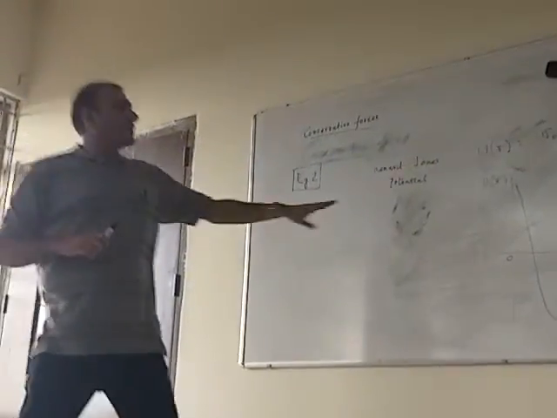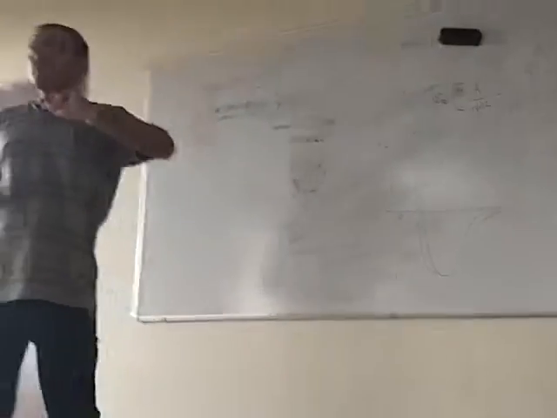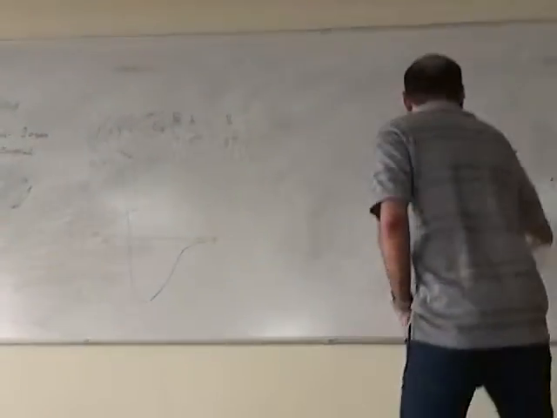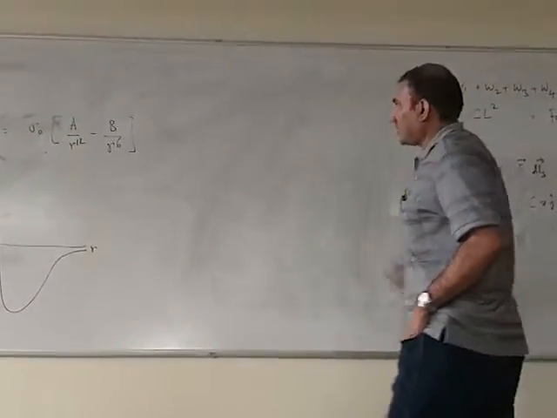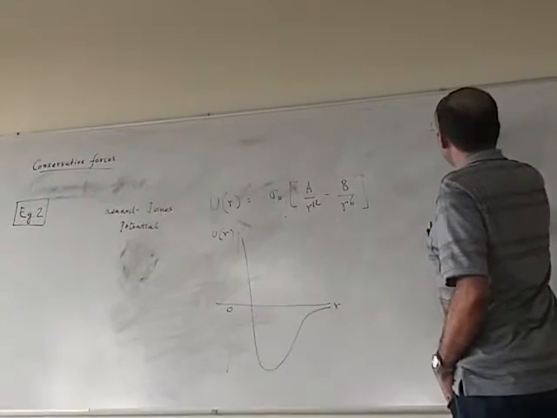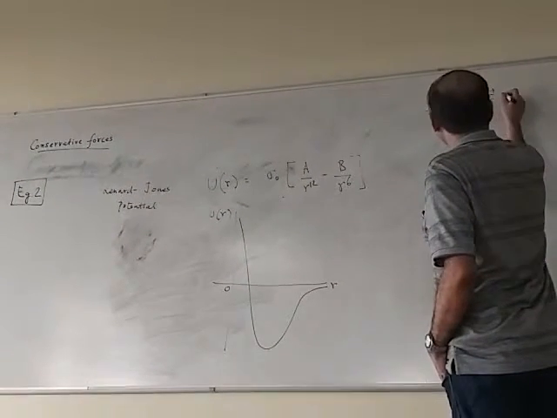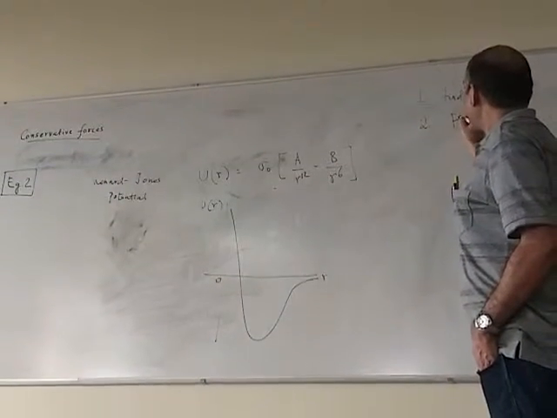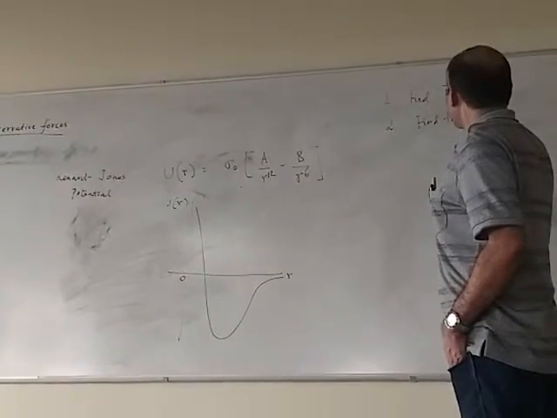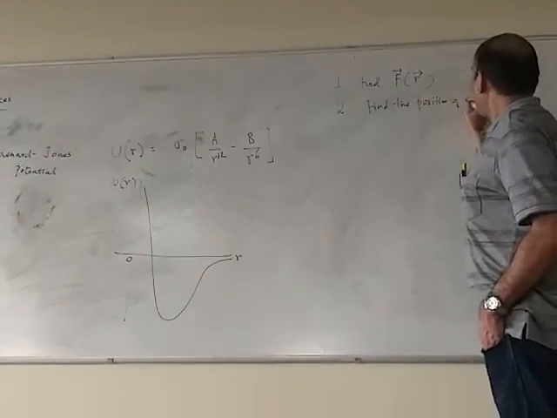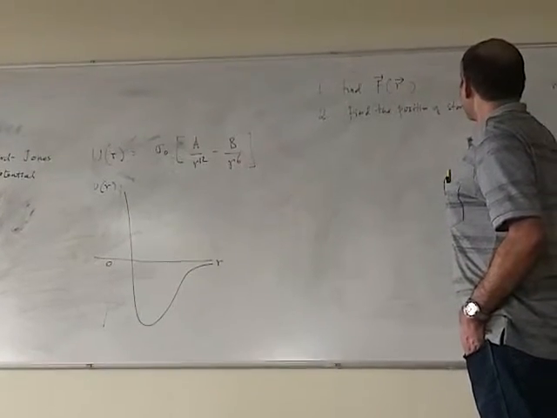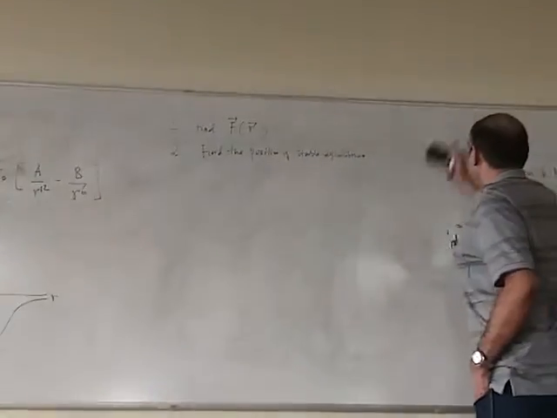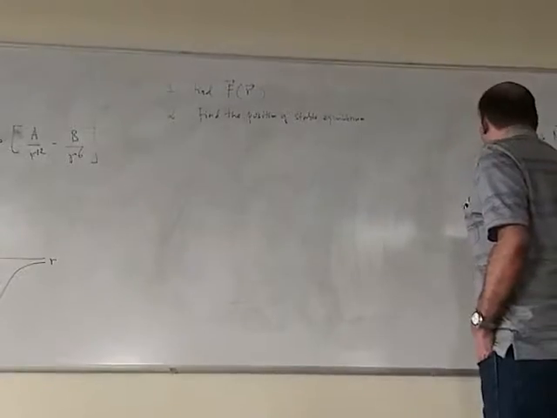So what we have to find out from this potential is, first of all, the force. Number one, we have to find out the force, so find F as a function of r. That's number one. Number two, find the position of stable equilibrium. So these two would be the questions that will be answered. Okay.